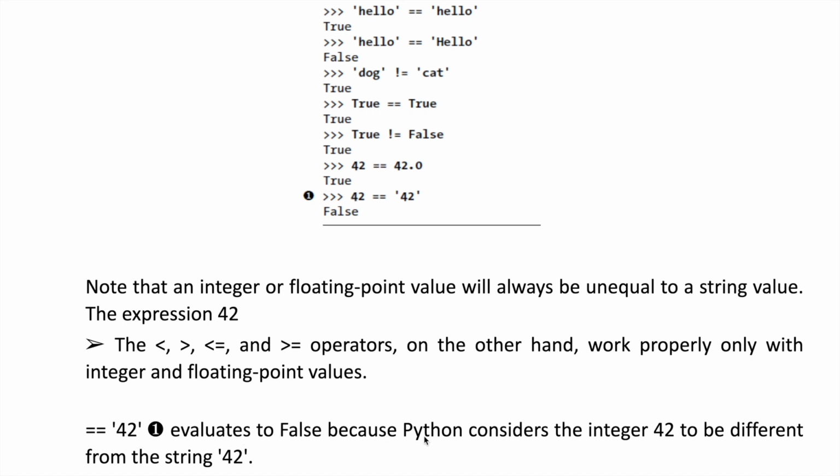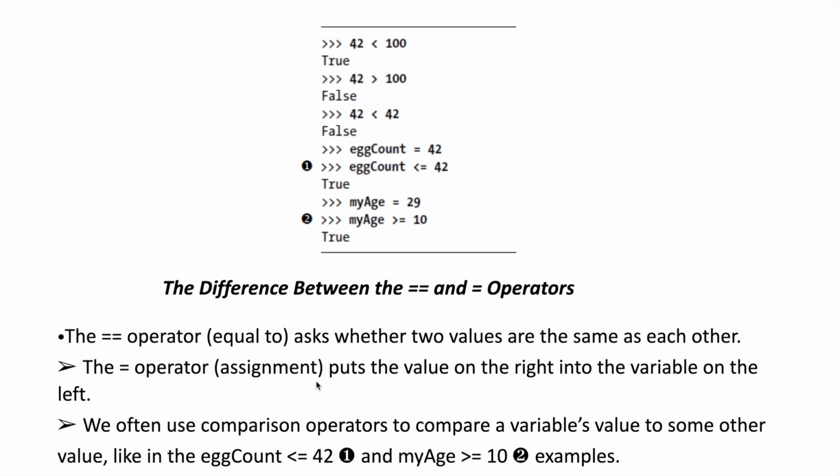So this one I already told you, right? The quotes are in the string. The 42 within the quotes is a string. 42 without the quotes is an integer. We will see some more examples that these operators only work with integer and floating point values, that is, lesser than, greater than. See, 42 less than 100, true.